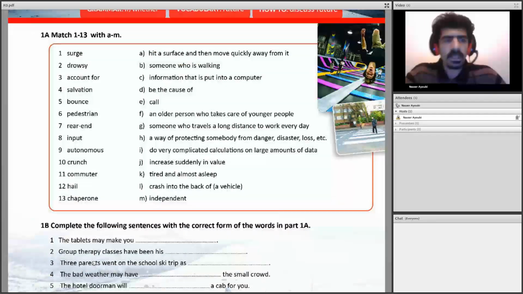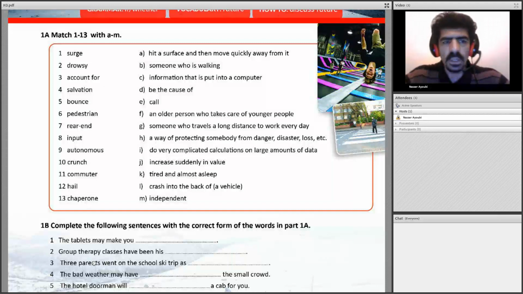Part 1A, match 1 through 13 with A through M. I'm going to read the words, then we will talk about the form of the words, if they are nouns, verbs, adjectives, and what their meanings are, and I'll give you examples about the words. So just take a listen.